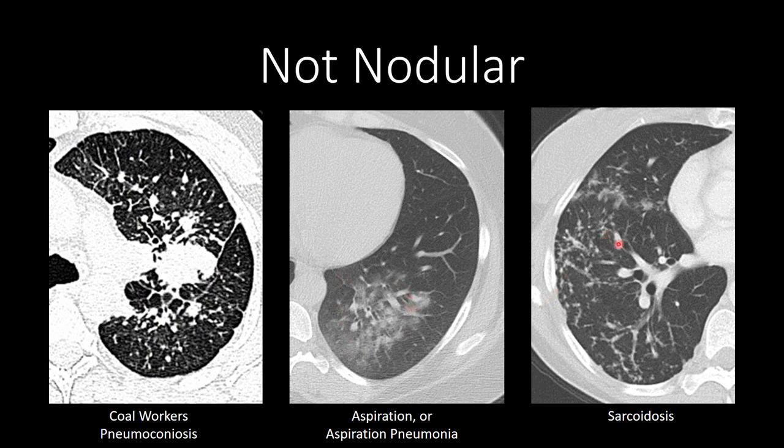Here we have another case of multiple nodules. These are micronodules in a perilymphatic pattern in the setting of sarcoidosis. There may be a little bit of patchy ground glass here, but the predominant pattern is perilymphatic nodules. And this is sarcoidosis. This pattern should not be mistaken for organizing pneumonia.